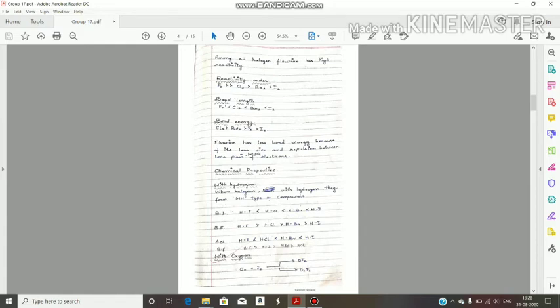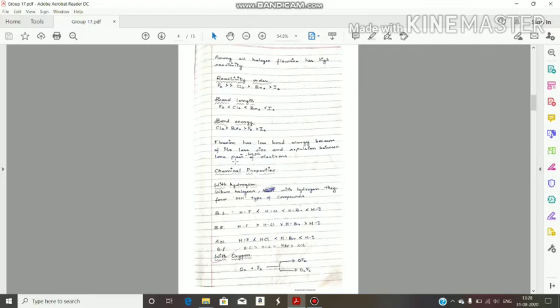That is correct. But here, fluorine having less bond length, so automatically it should have more bond energy, but chlorine having more bond energy. This is a very important question. Why does fluorine have less bond energy?